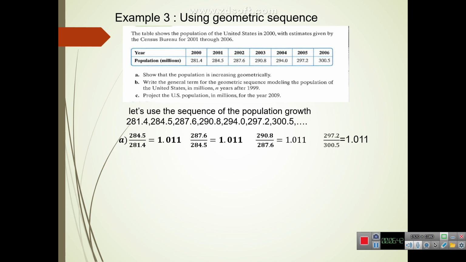That means to find the population in any year, you just multiply by 1.011 the year before it. So this sequence is a geometric sequence.